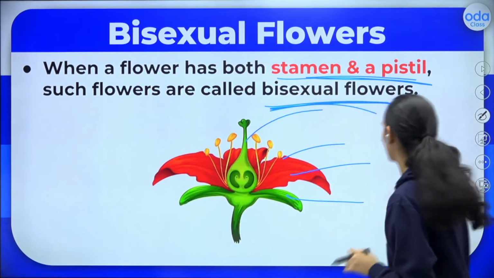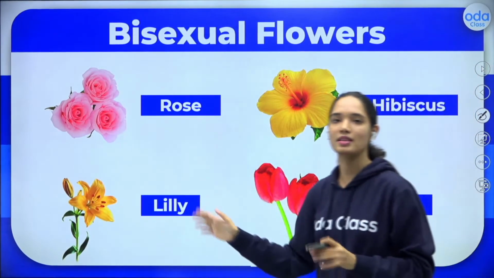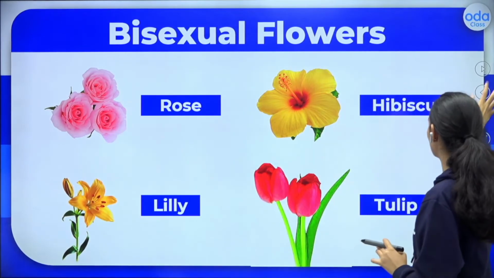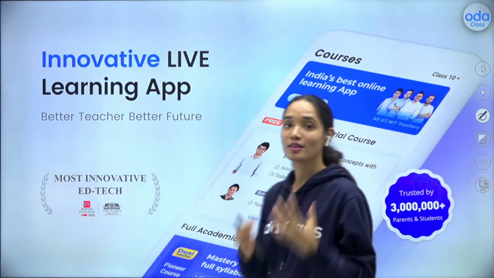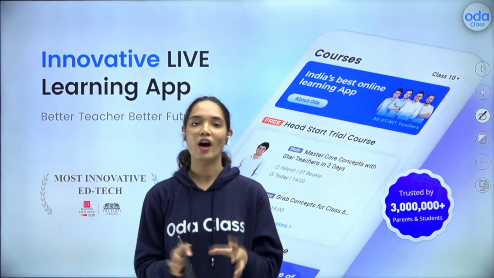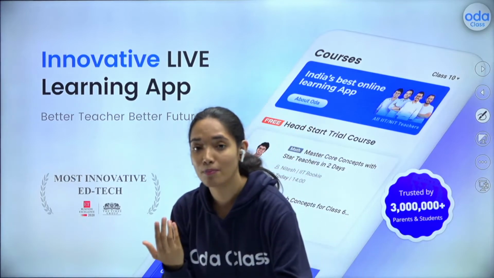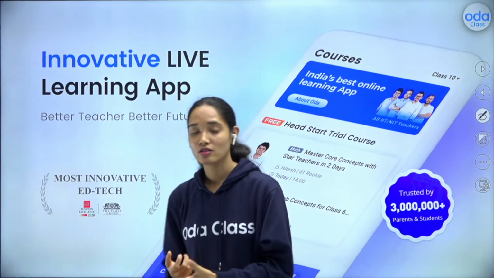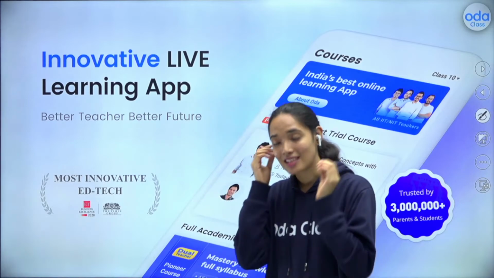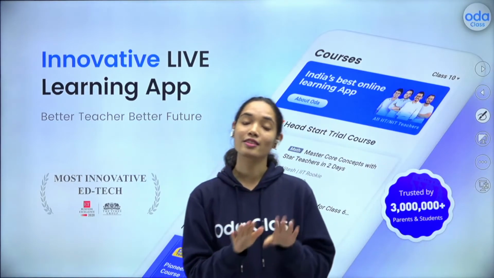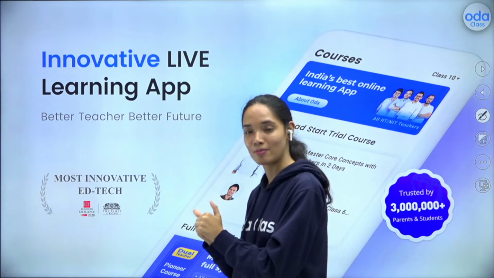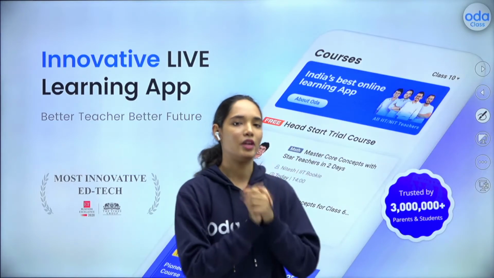Clear, everyone? Okay. So moving ahead, my dear students, here are some examples of bisexual flowers: rose, hibiscus, lily, and tulip. So you learned the detailed structure of a flower, right? We answered the questions: why is a flower beautiful, why are the petals so brightly colored, why do they produce different types of scents? Because of a reason, isn't it? And we also classified types of flowers based on their reproductive parts. Here in this YouTube session, you learned this concept in an easy, detailed way, right?